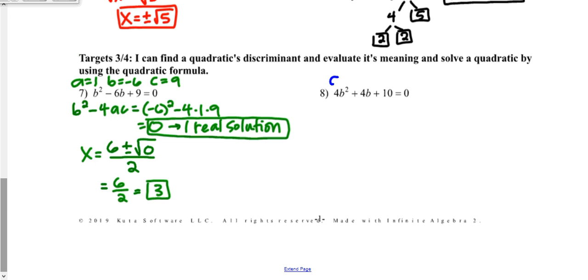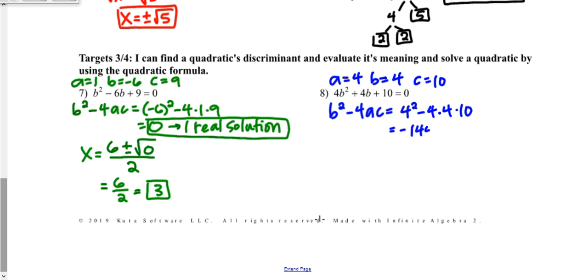Same thing over here on 8. A is 4, B is 4, C is 10. We're going to start off by doing the discriminant, b squared minus 4ac. Make sure you have this and the quadratic formula on your reference sheet. And then that would be 4 squared minus 4 times 10, just filling in those values. So 4 squared minus 4 times 10 is negative 144.